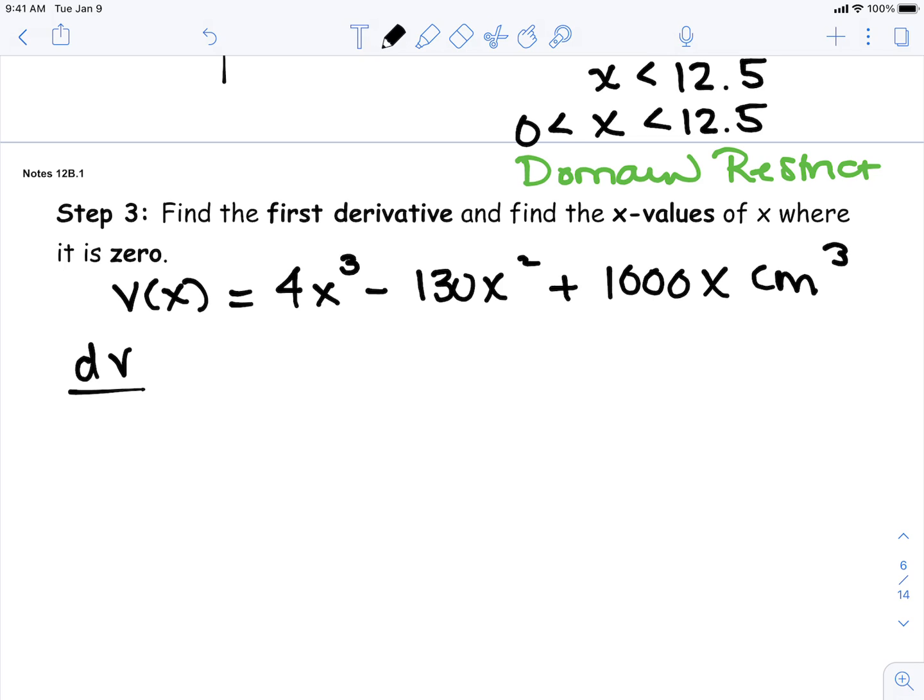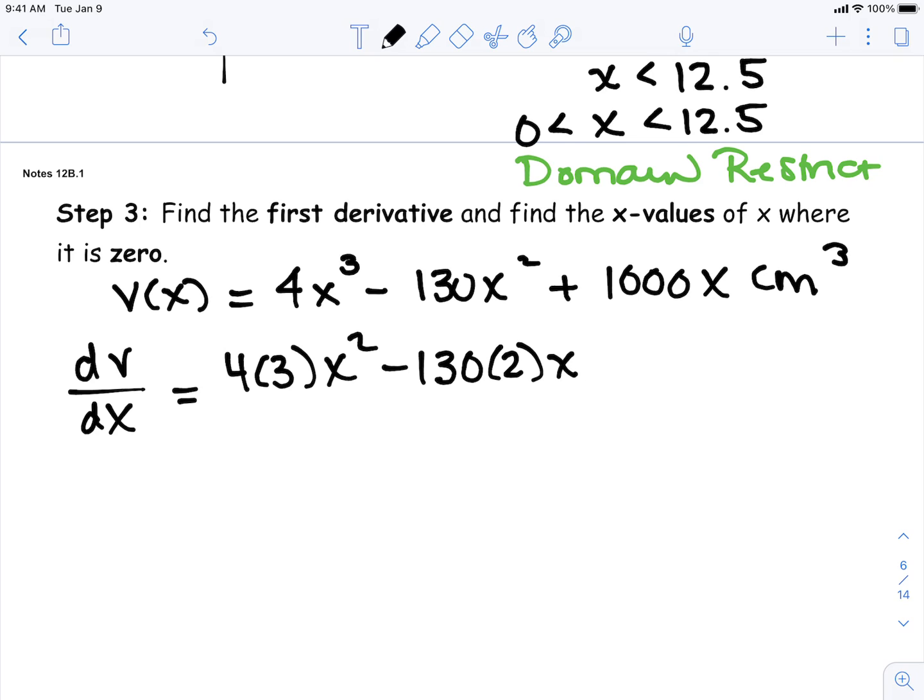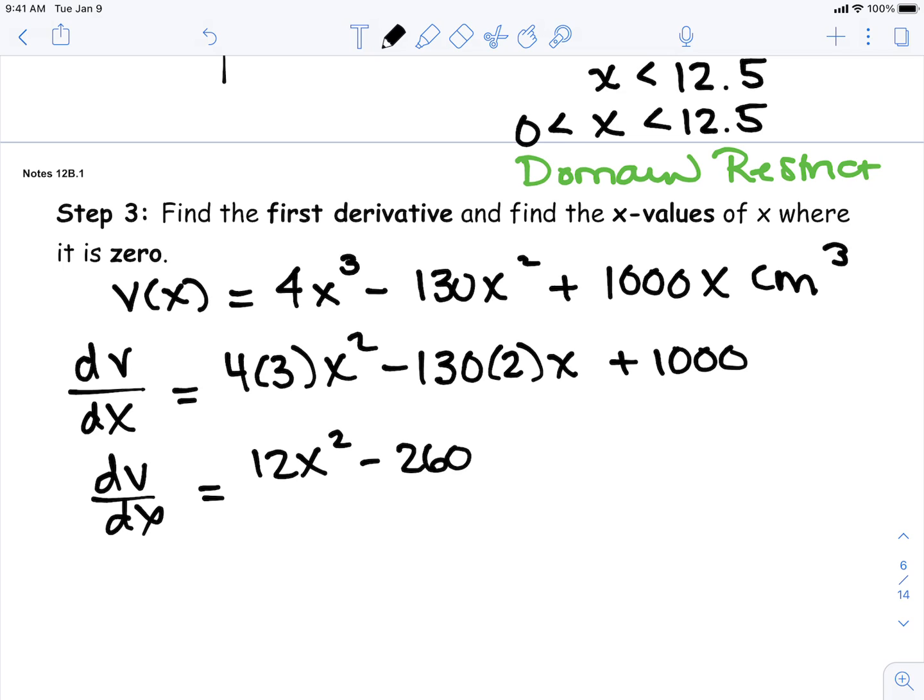So we're going to bring down that 3 and then subtract the power. We're going to bring down the 2 and subtract the power. We're going to drop that x. Now we'll simplify it. So we're getting the derivative function to be 12x squared minus 260x plus 1000. There's our derivative function. Now we want to find out when we would get those x values to be 0.